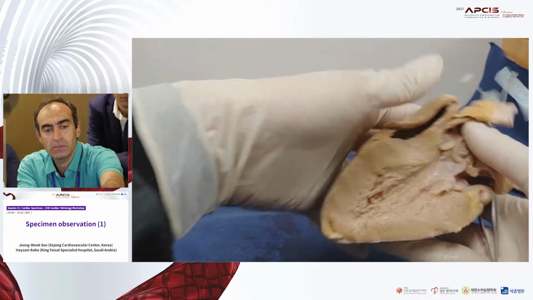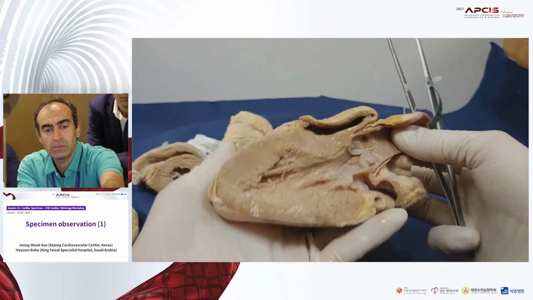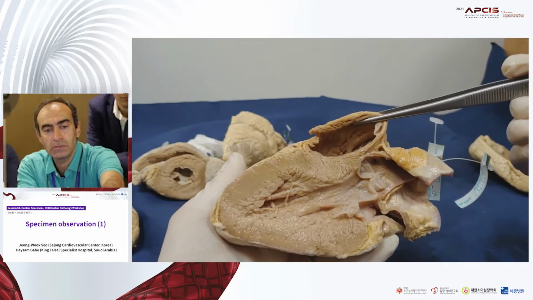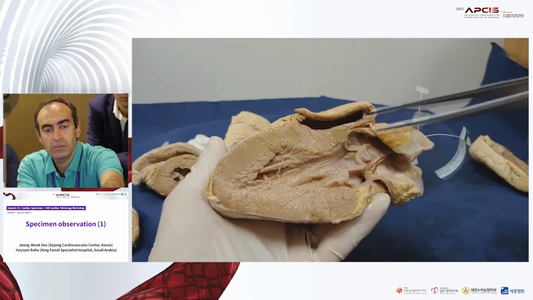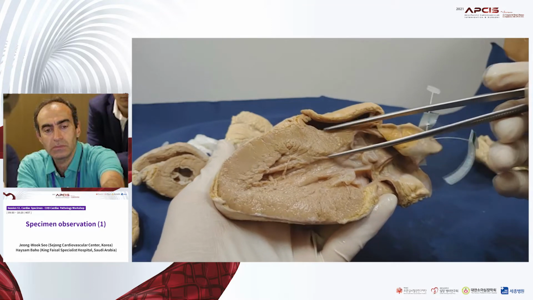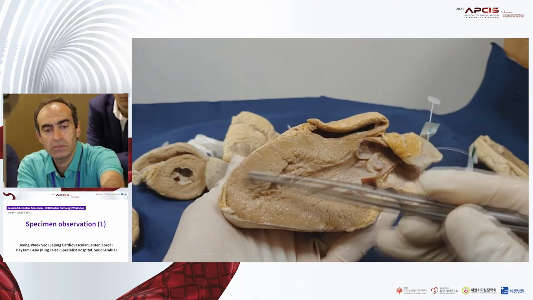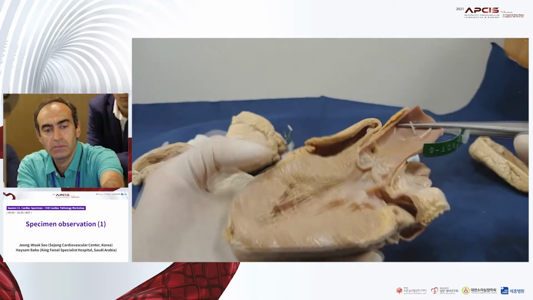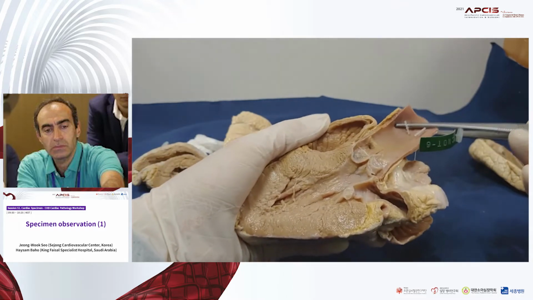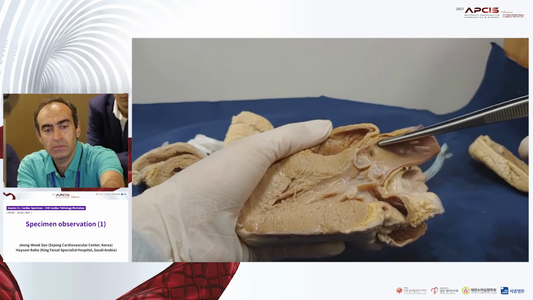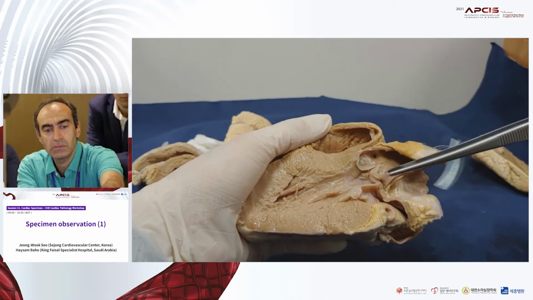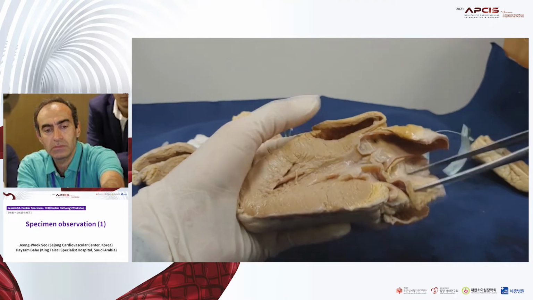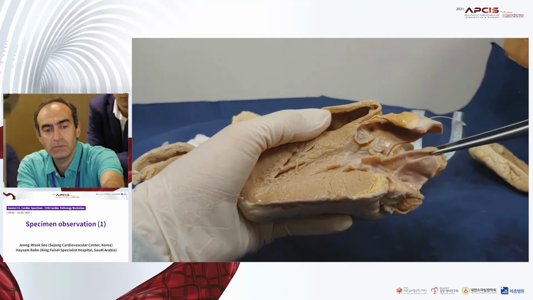So let's look at that section. So this is the parasternal long axis section. This is the right ventricular outflow tract that we cut through. This is the interventricular septum. This is the anterior part of the septum. This is the posterior left ventricular septum. This is the aorta and the ascending aorta. And this is the non-coronary cusp. And right there is the anterior leaflet of the mitral valve in continuity with the aortic valve.